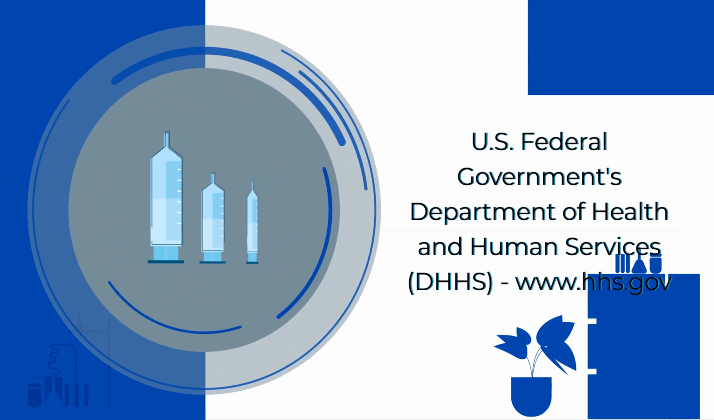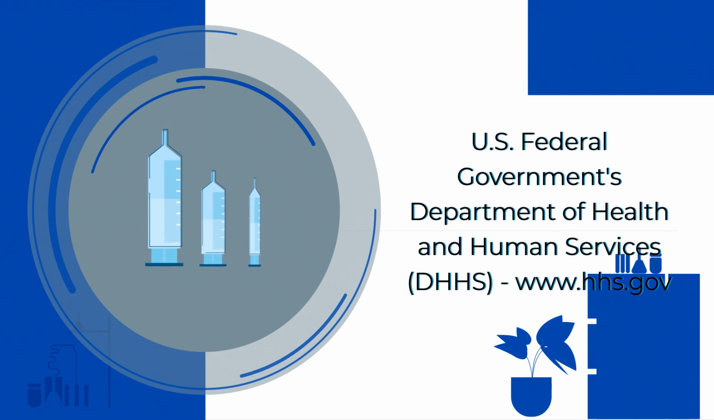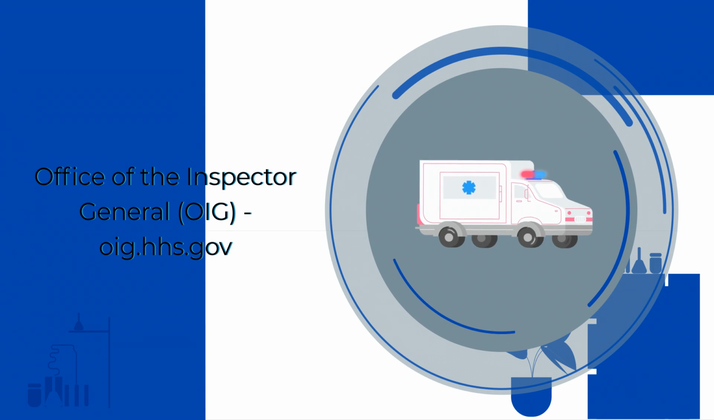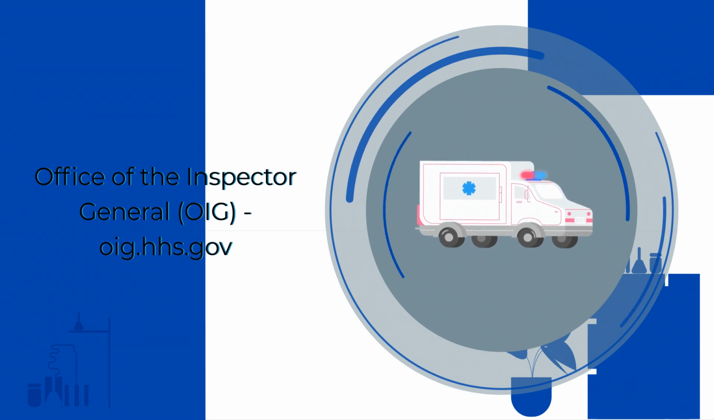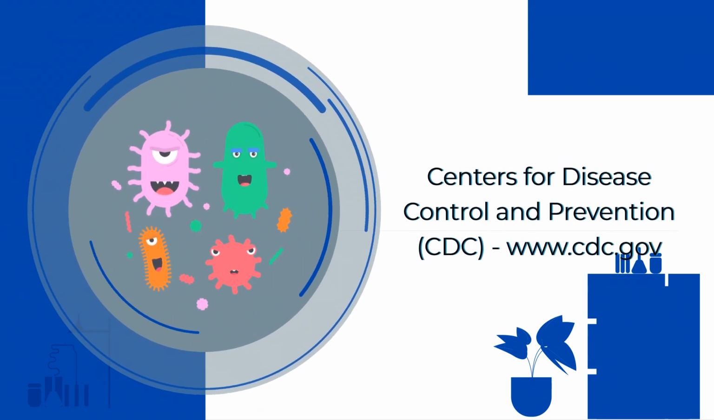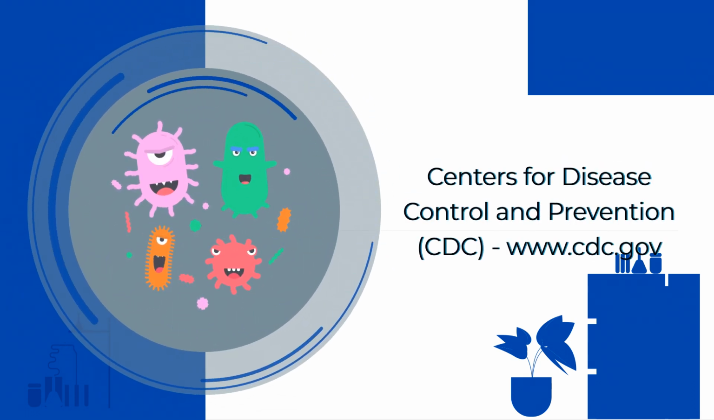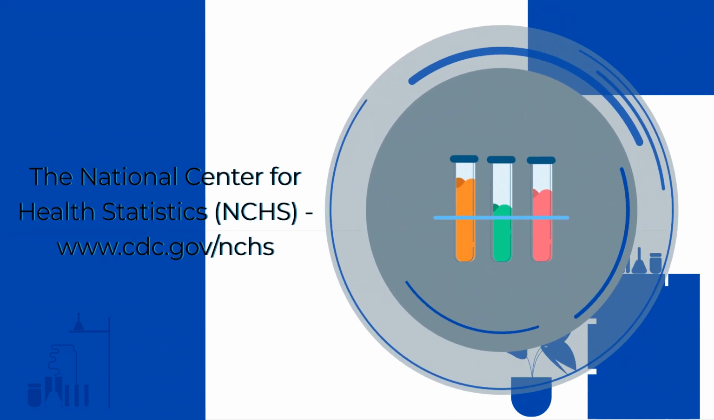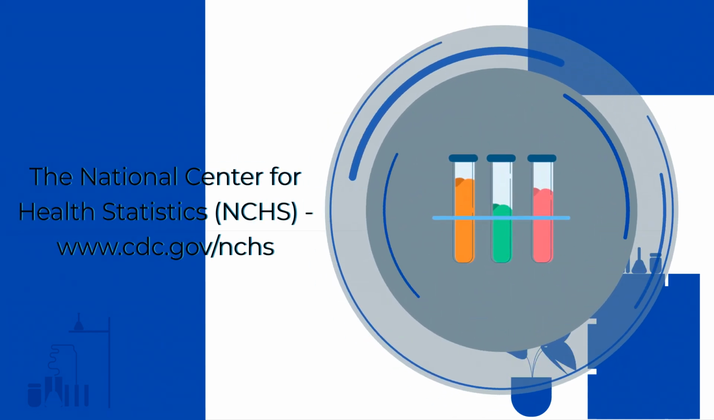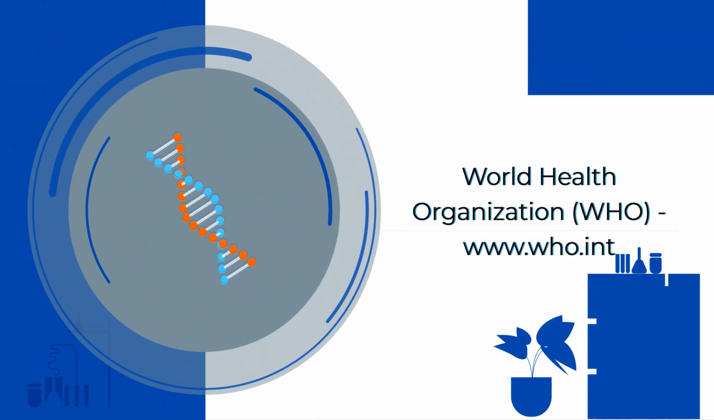Department of Health and Human Services manages public health programs from vaccinations to disaster response. Office of Inspector General protects program integrity and promotes compliance. Centers for Disease Control and Prevention tracks disease trends and provides public health data. National Center for Health Statistics supplies health statistics to inform policy. World Health Organization coordinates international public health.